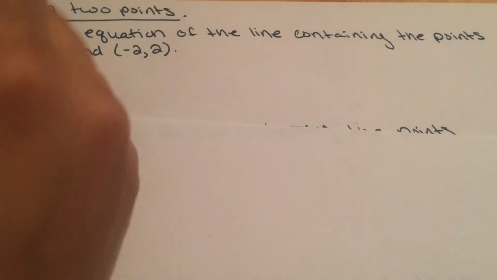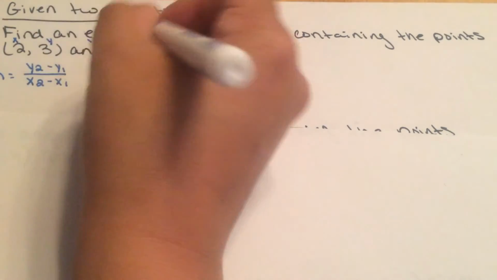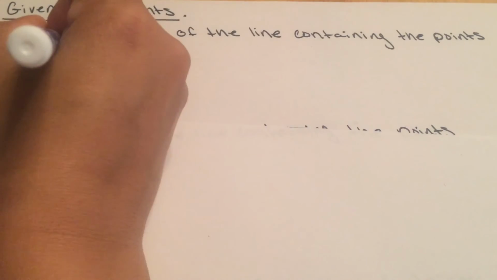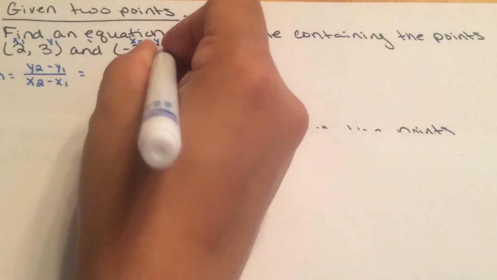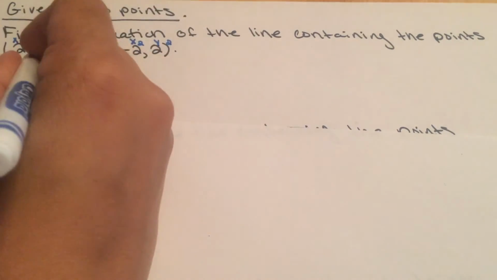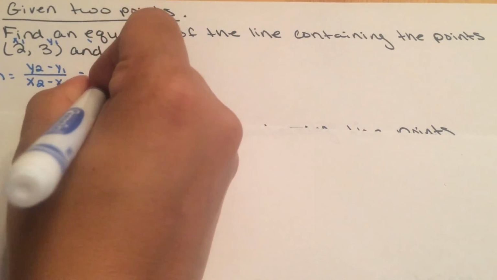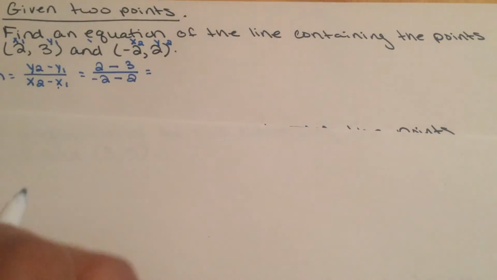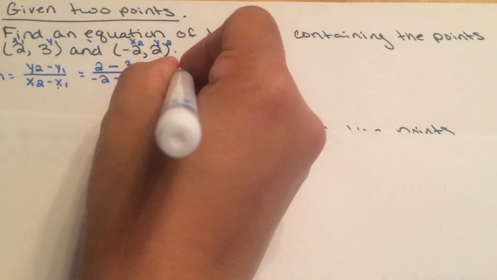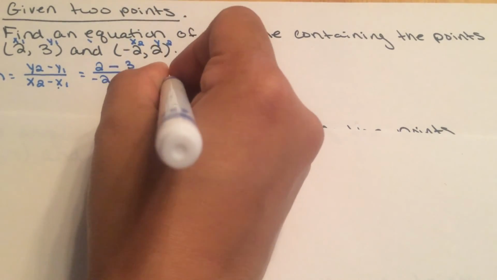And I'm going to label my points. We should be familiar with this as we were working with our slope from the last video. So we have x1, y1 and x2, y2. All I'm going to do is substitute those points into my equation. So y2 we can see is 2 minus y1 is 3. x2 is negative 2 minus x1 is 2. 2 minus 3, negative 1. Negative 1 minus 2 is negative 4.